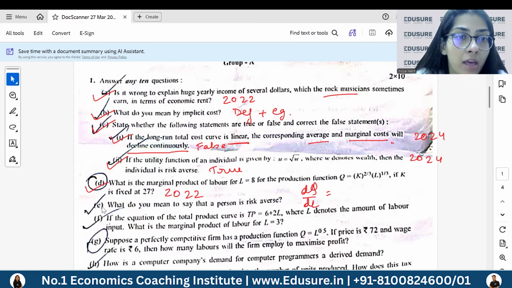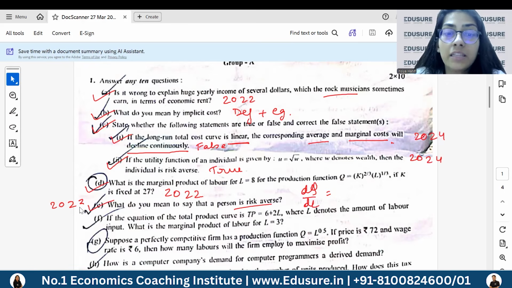Then 1 part E: what do you mean to say that a person is risk averse? This question is also repeated, it came in 2023, and again it's a very easy question. A risk averse person is one who would not like taking risk. If there is a gamble and a sure certain amount, and both have the same value, the risk averse person will always take the sure amount.